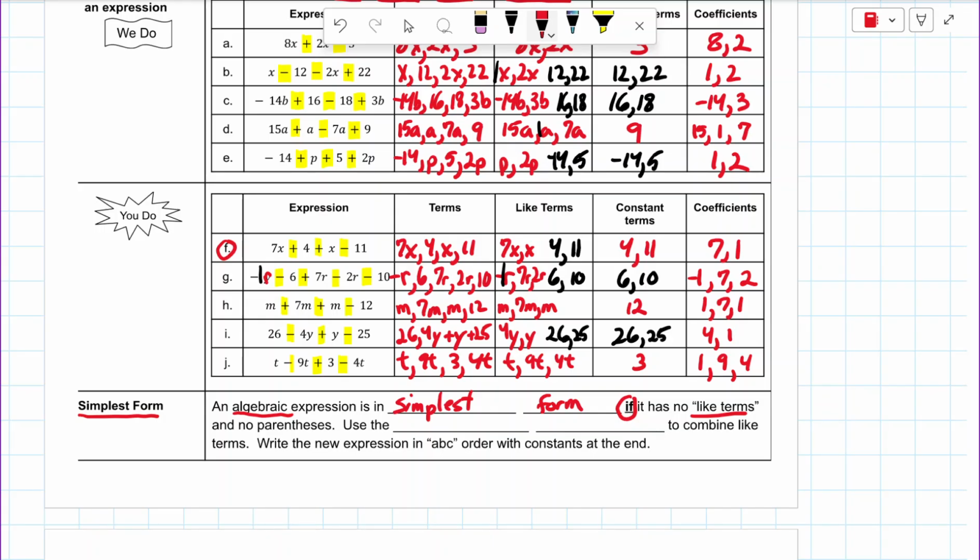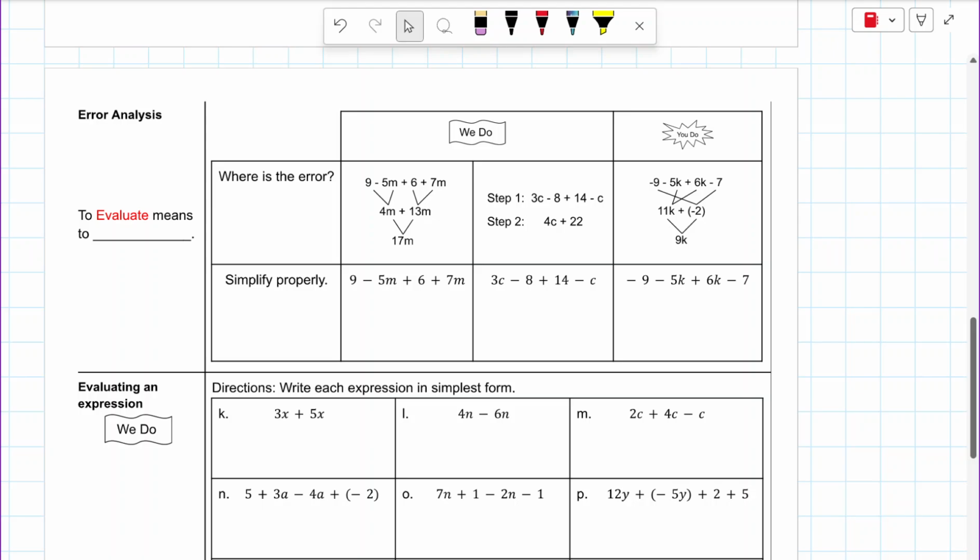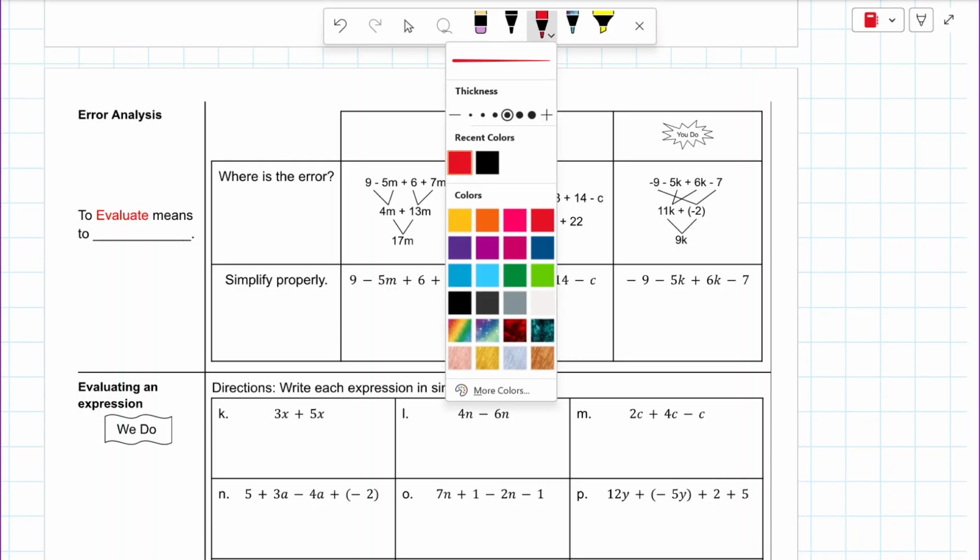Use the additive inverse to combine like terms. Write the new expression in ABC order with constants at the end. So we'll be practicing this as we go on to page 2. Error analysis. Now this is what's going to be on your test. You have a lot of these where someone does a problem and you've got to find out what they did wrong. But before we begin, let's just review what we learned on the other side. To evaluate means to simplify.